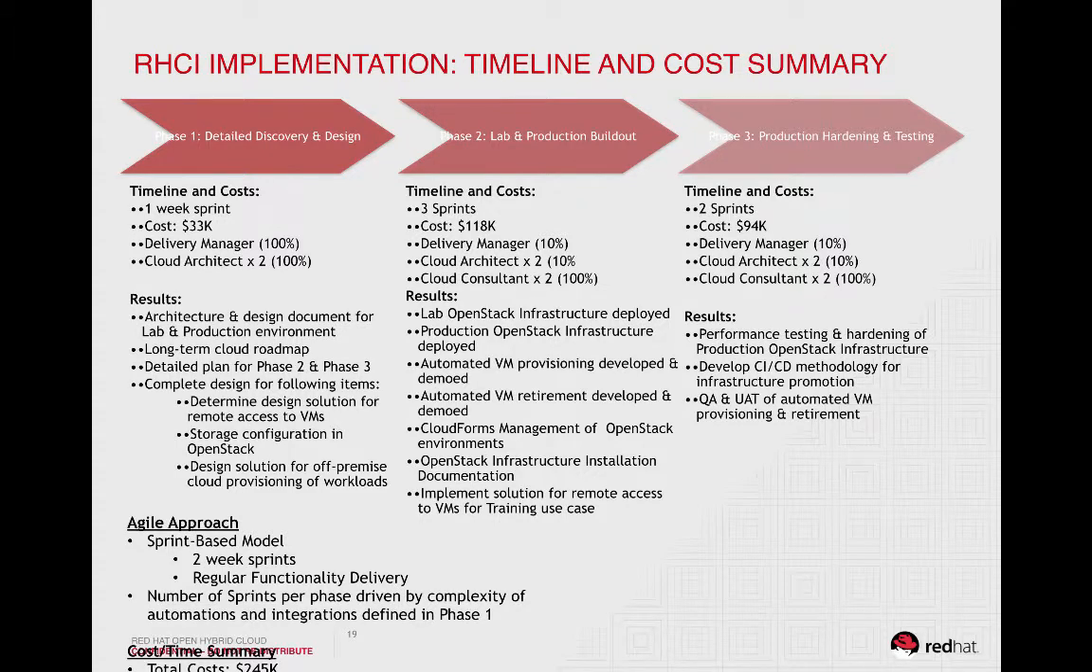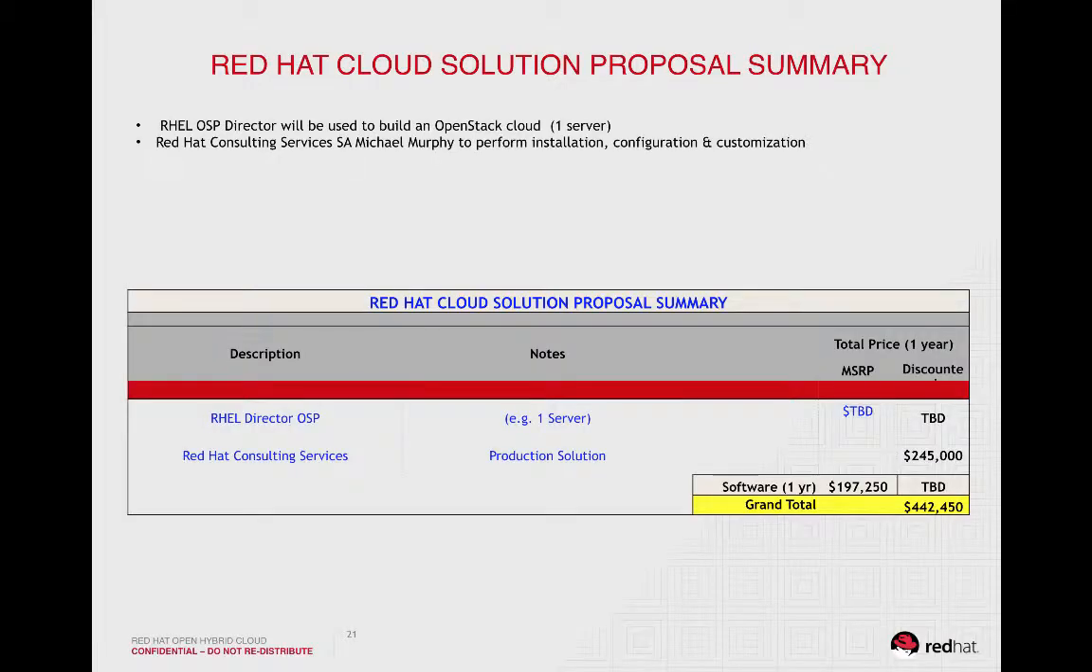This shows the timeline and cost summary of the implementation that we used. We had a detailed discovery and design phase, a lab production and build out, and a production hardening and testing, in an agile-based model. Just going through the summary of services: a one server RHEL OSP Director price, though we still hadn't quoted the finalized price, as well as the Red Hat consulting services, which we put an estimate on, even though that was gratis, of what that would have cost.